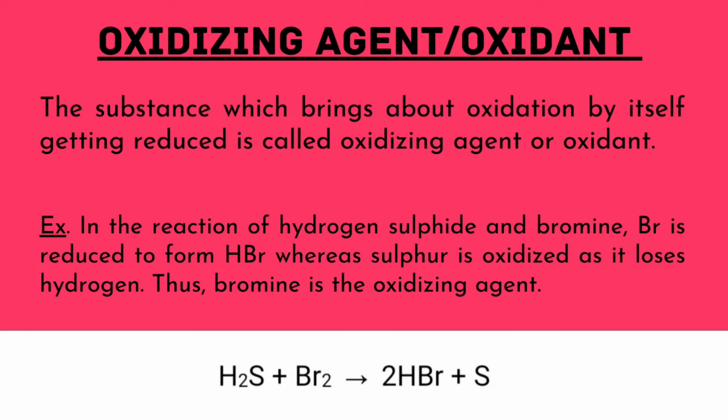bring about oxidation. For example, when bromine is reacted with hydrogen sulfide, it gets reduced by accepting a hydrogen atom, which causes the sulfur to get oxidized by losing hydrogen. Hence, bromine becomes HBr, that is hydrogen bromide, and H2S, that is hydrogen sulfide, becomes sulfur.